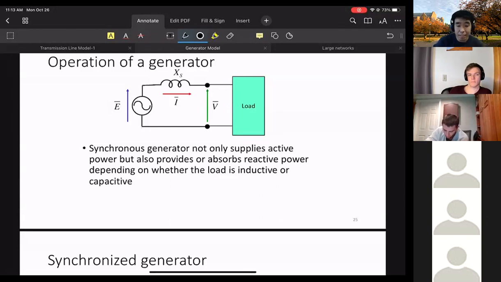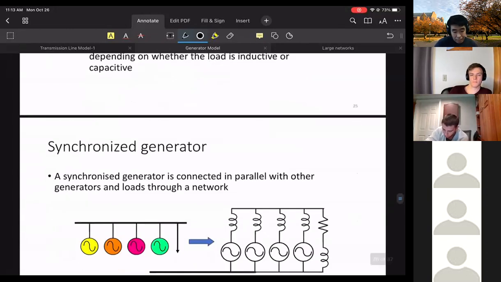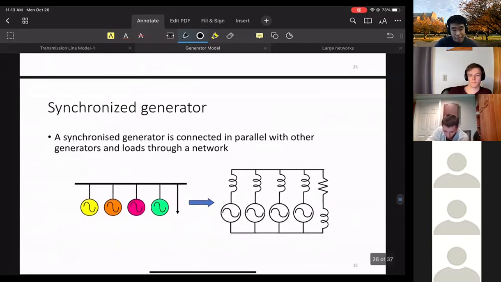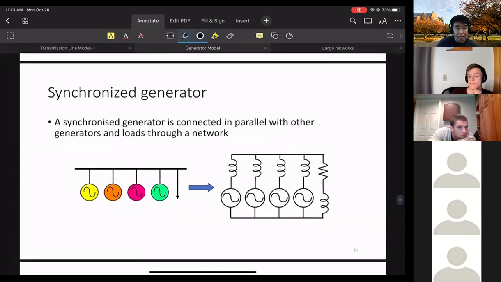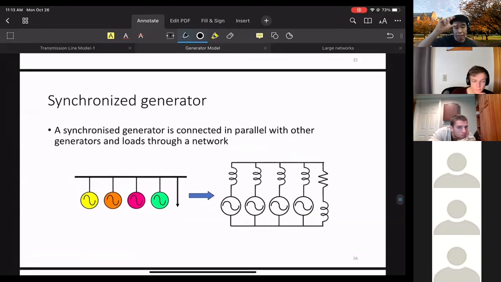Right, so when you connect generators, it is almost always in parallel. Do not connect generators in series, okay? We connect them in parallel. This is the same reason that when you have two voltage sources, you connect them in parallel, okay?